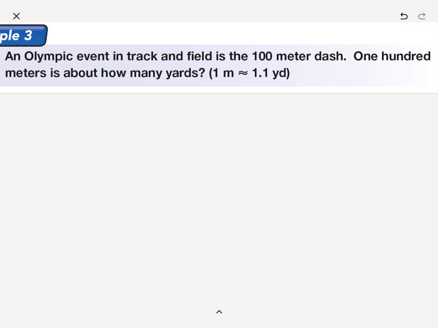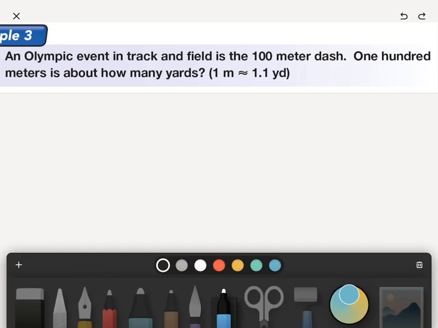Olympic event for track and field is the 100-meter dash. 100 meters is about how many yards? And so they're saying 1 meter equals about 1 1/10 of a yard. So in this case, it's just kind of a simple setup.